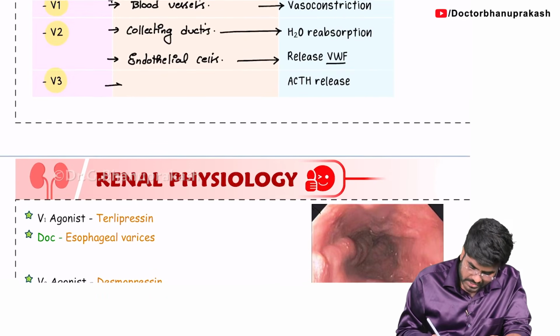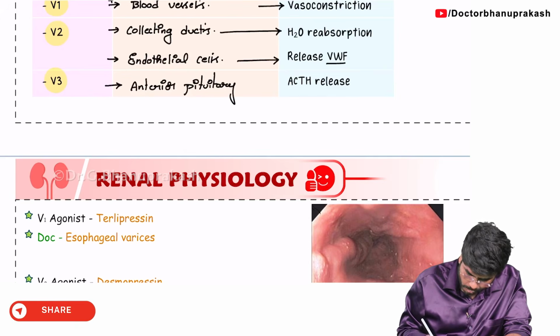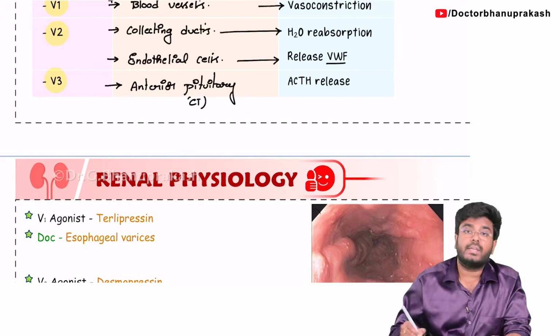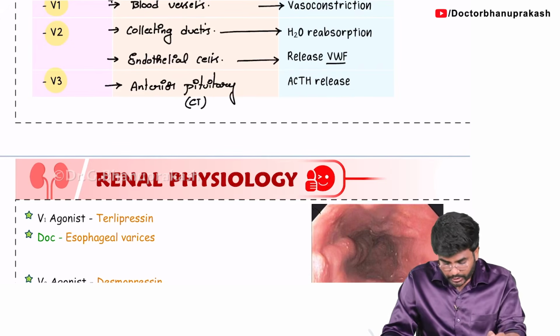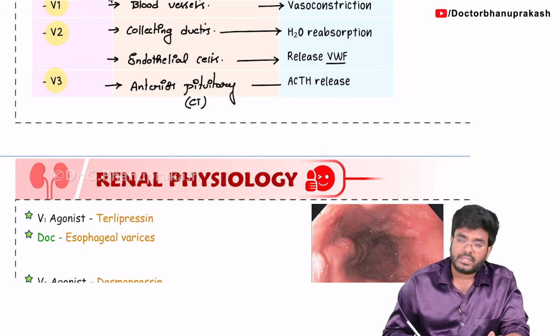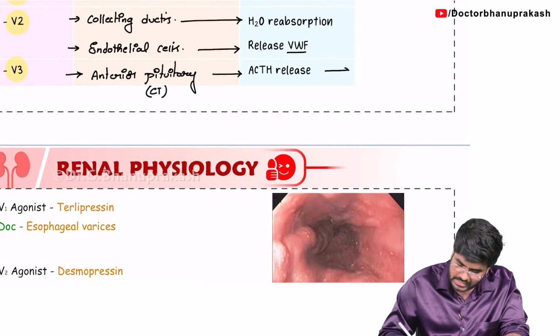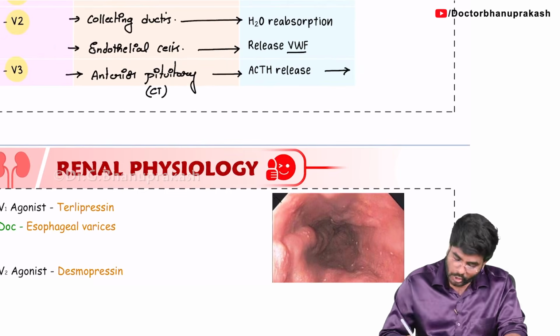V3 receptors are present on the anterior pituitary, on the corticotropic cells of the anterior pituitary. When you stimulate the corticotropes, these cells will release ACTH. Now you tell me, ACTH helps in the production of what? ACTH helps in the production of steroids, mainly cortisol.